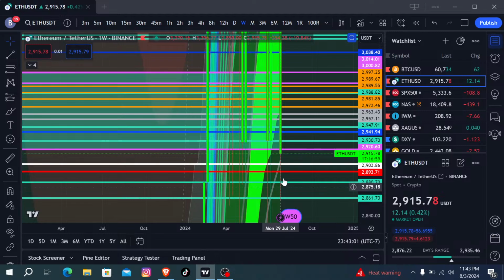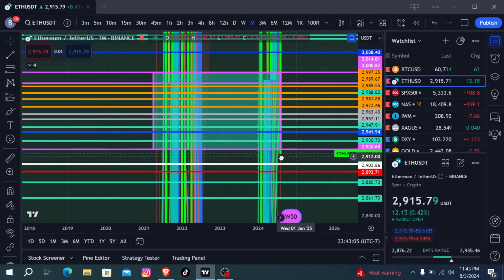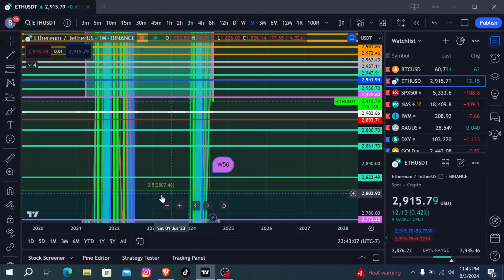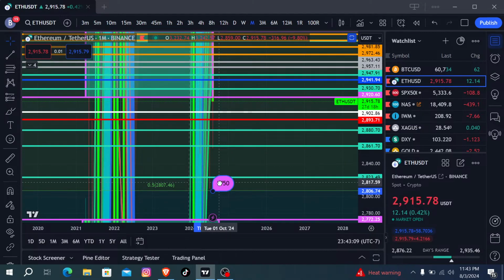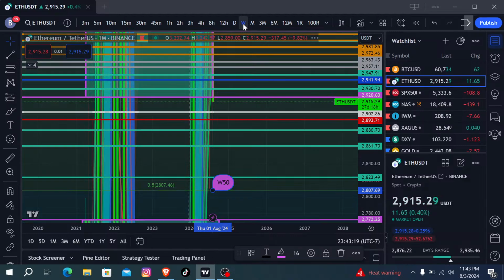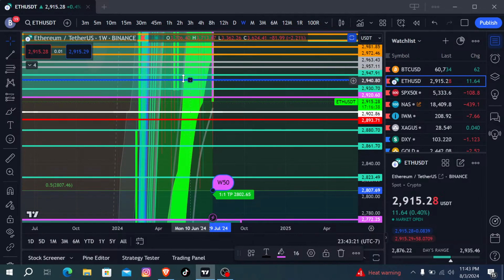Notice how we keep rejecting. On top of that, this is the 50%. Actually, no, it's down here, 50% right here of the Fibonacci. Notice how it came down here, touched 50 and rejected. And again, assessing it, the fact is going to weekly.